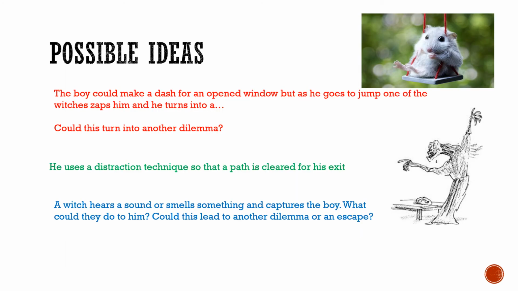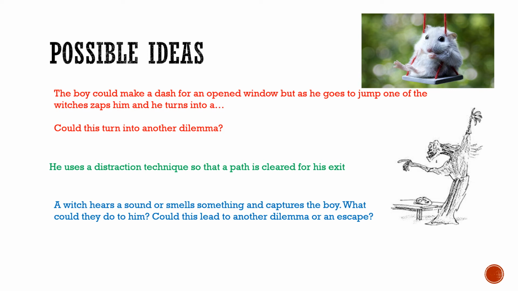So I'm sure at home you've come up with some fantastic ideas, and I'm sure you've had some good discussions in class with Miss Richardson and Miss Slater. Here are some ideas I've got just in case you need a little bit of help with this part. So I've said that the boy could make a dash for an open window, but as he goes to jump, one of the witches zaps him and he could turn into any animal you like. And I've put a little mouse up there.